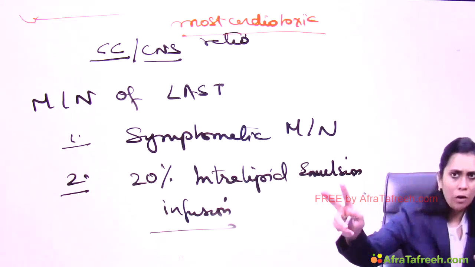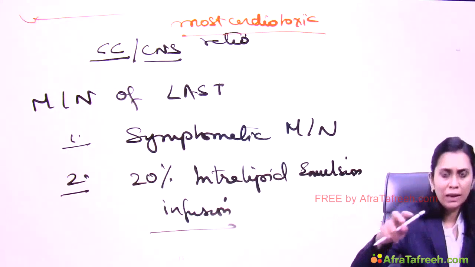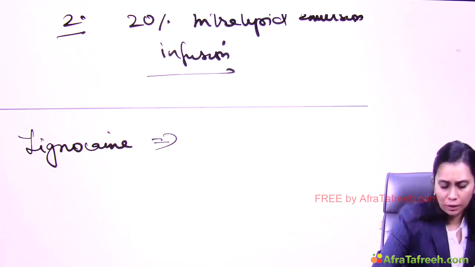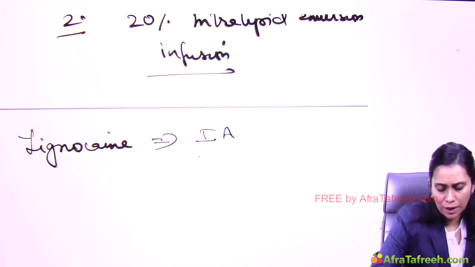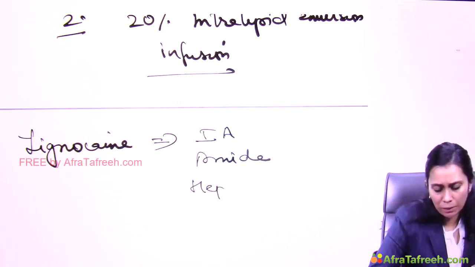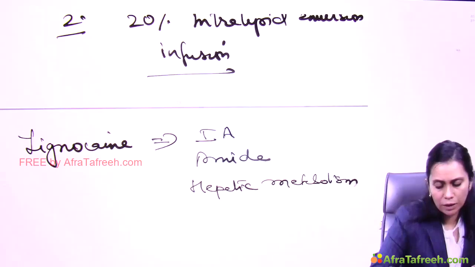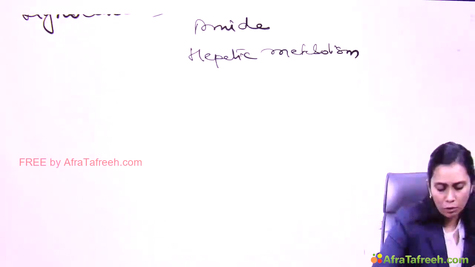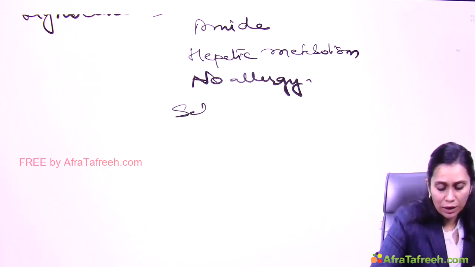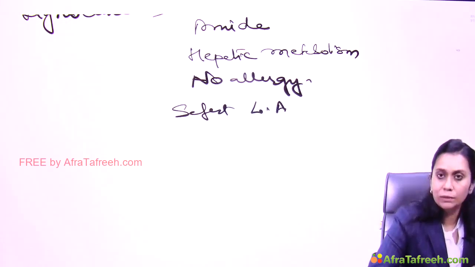Now let us come to individual drugs. The first amide LA which I want to discuss with you is lignocaine. Now what are the points which you know about lignocaine? It is intermediate acting. It is amide LA, right? Then we know it is metabolized by liver, hepatic metabolism. Then we know that there is no allergy associated with it.